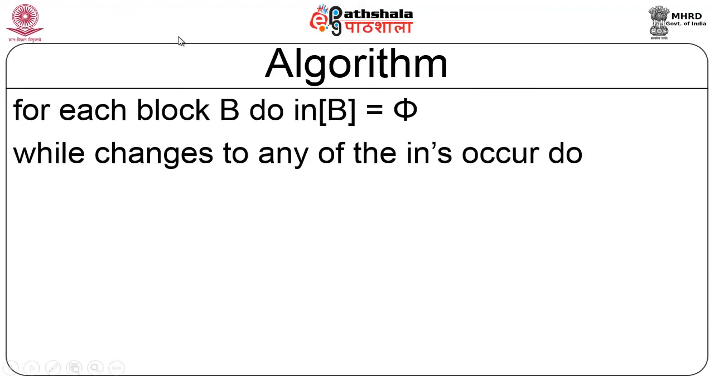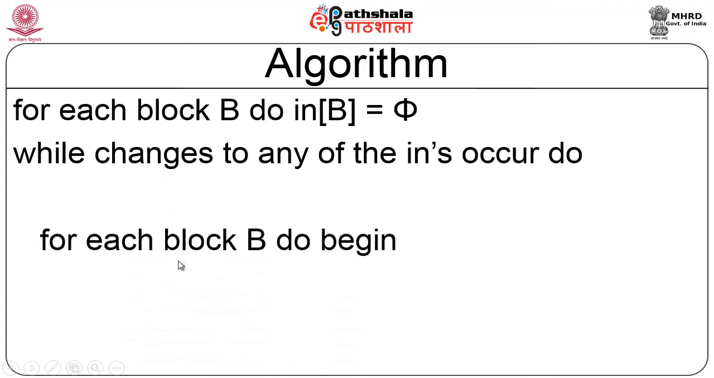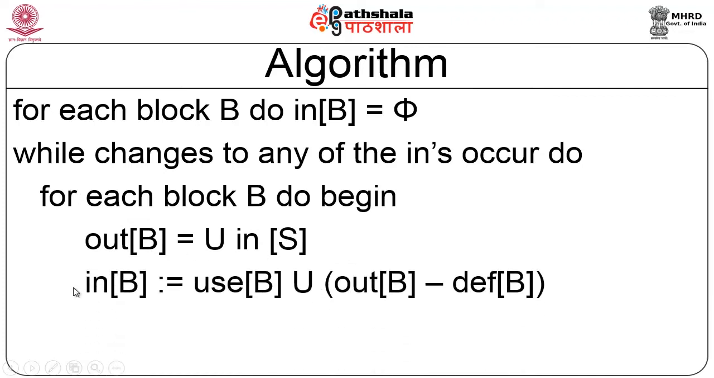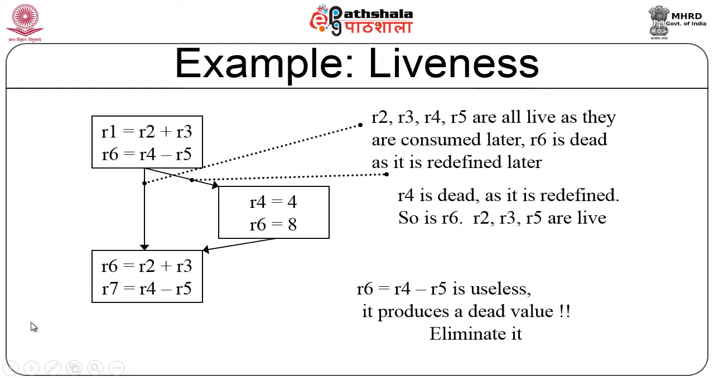Now for each block B, set in of B equal to null, while changes to any of the ins occur. Again this is going to be similar to using a flag variable. For each block B, out of B is equal to the union of in of S, where S is a successor block here. To start with, in of B is null, and in of B is equal to use of B union (out of B minus definition of B). This is the computation of that.